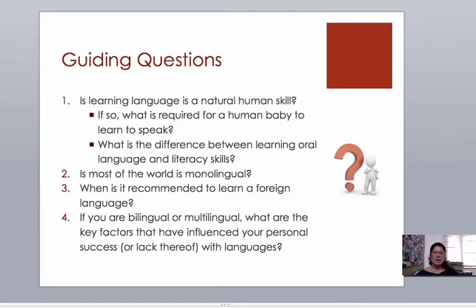To do this, we'd want to look at some guiding questions. Hopefully this will help focus in on the key elements or key concepts that we want to look at in this particular unit. First, we want to ask ourselves, is learning language natural? Is it something that the brain can't help but do? And if that's so, what are the minimum requirements needed to stimulate language development? We also want to have a look at the context of the world right now. Is most of the world actually monolingual? When would it be recommended to learn a foreign language? And for those of you who are already bilingual or multilingual, what have been the key factors that have influenced your own language learning?